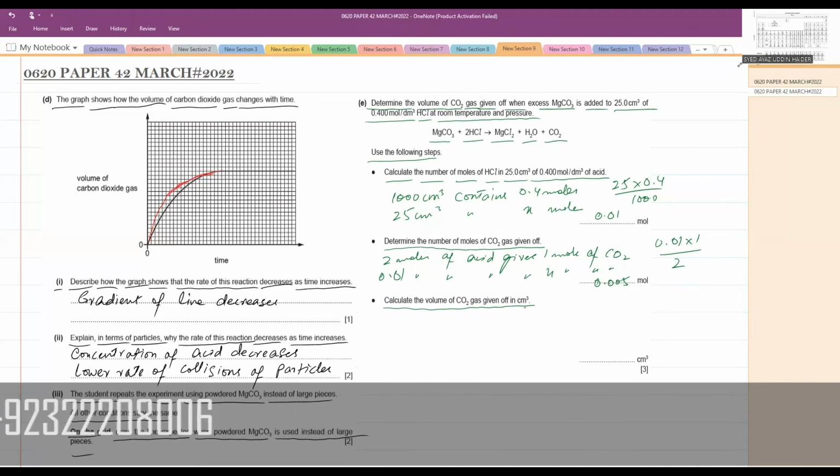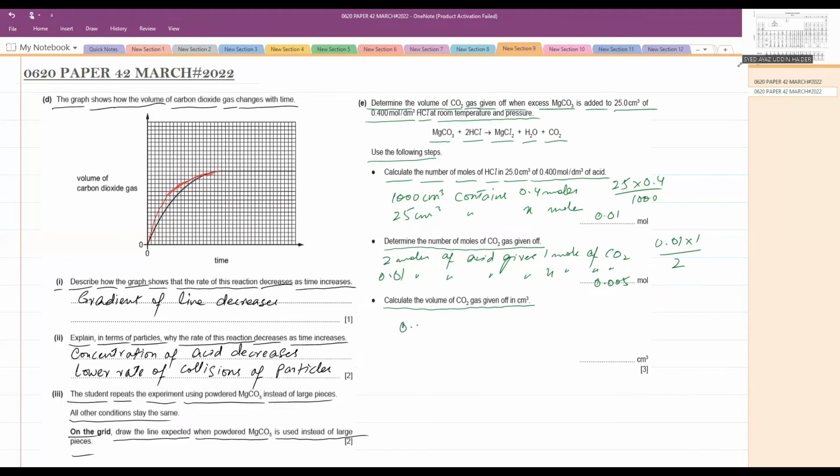Now, in the last part, calculate the volume of CO2 gas given off in cm³ at room temperature and pressure, which will be like this. Very easy. 0.005 multiplied by 24000. The answer will be 120 cm³.